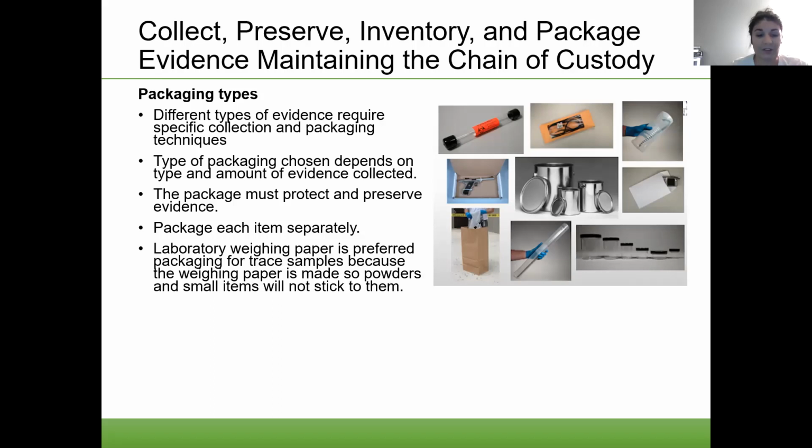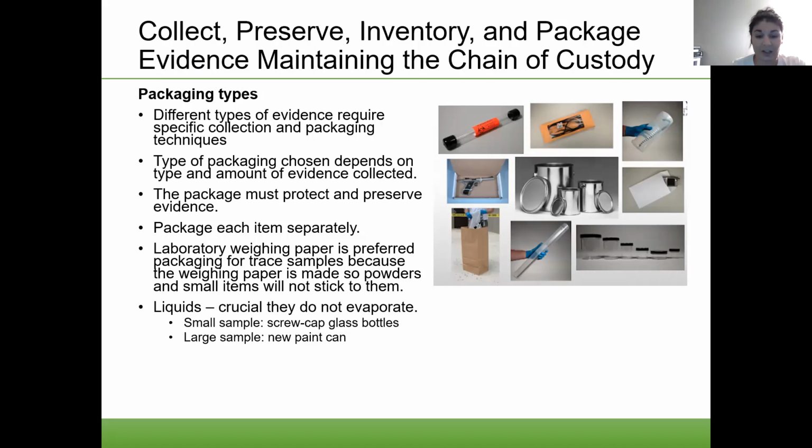Laboratory weighing paper is preferred. I don't know if you've ever seen it. It's the little squares that you use when you weigh something out on a balance. It has kind of a waxy side on it. This is good for trace samples because it's made so that powders and small items don't stick to it.